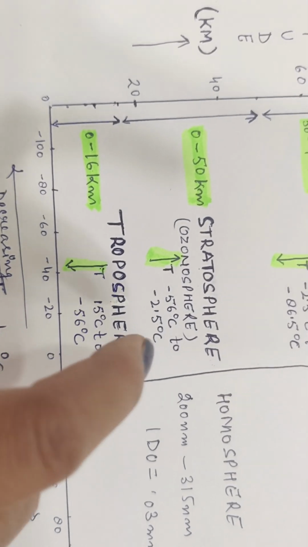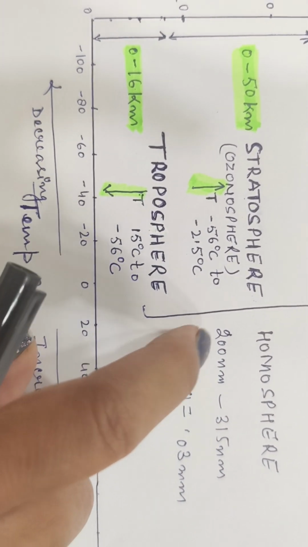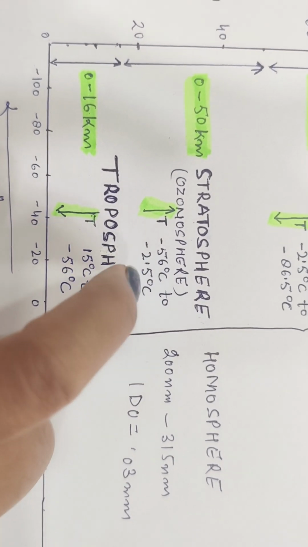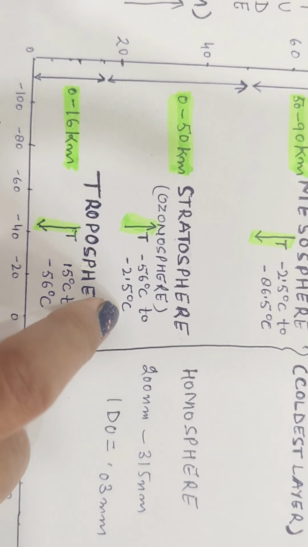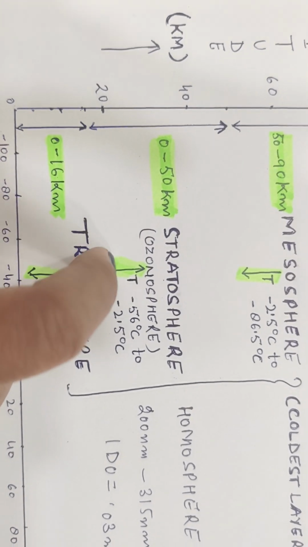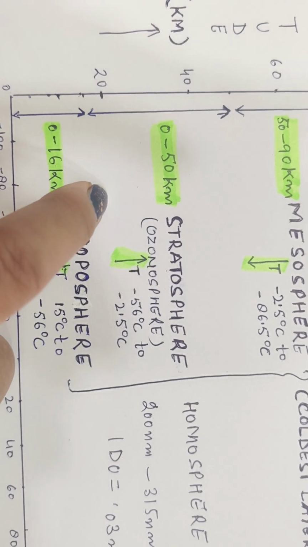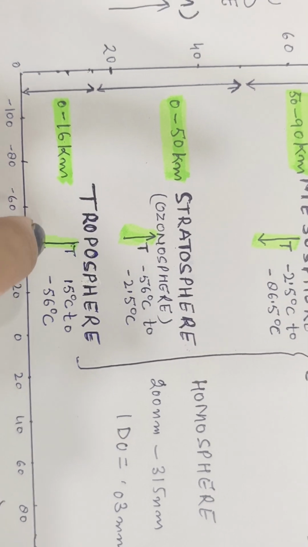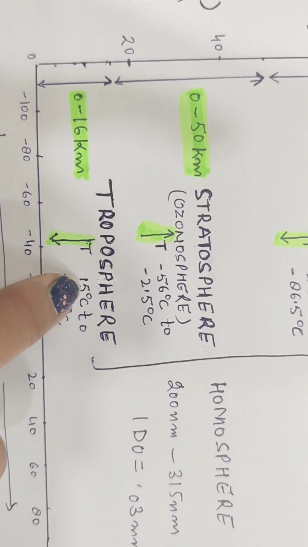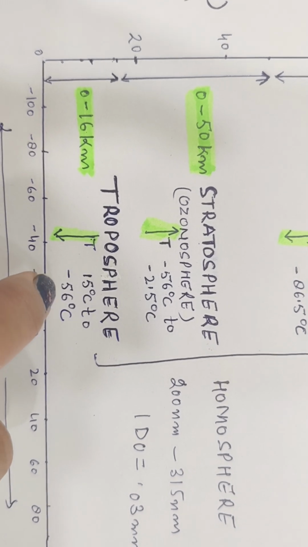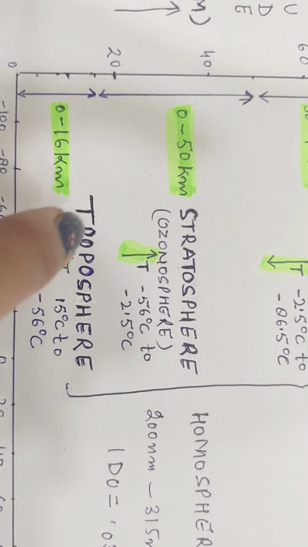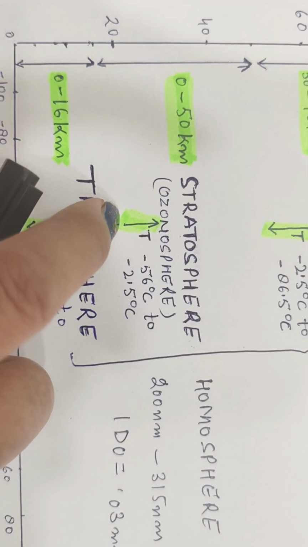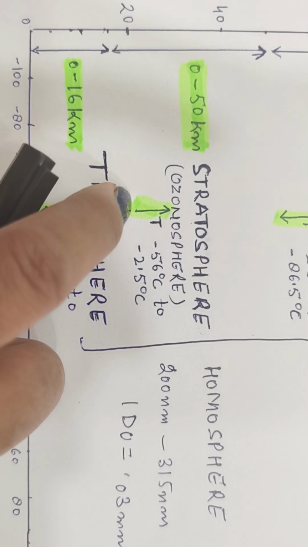Now here you can see, because of the photochemical reaction, the temperature starts to increase from minus 56 degrees centigrade to minus 2.5 degrees centigrade. Firstly, till 20 kilometers, where the ozone lies, the temperature remains constant, because it had decreased in the troposphere from 15 degrees centigrade to minus 56 degrees centigrade. So this minus 56 degrees centigrade remains constant in the stratosphere up to the height of 20 kilometers.